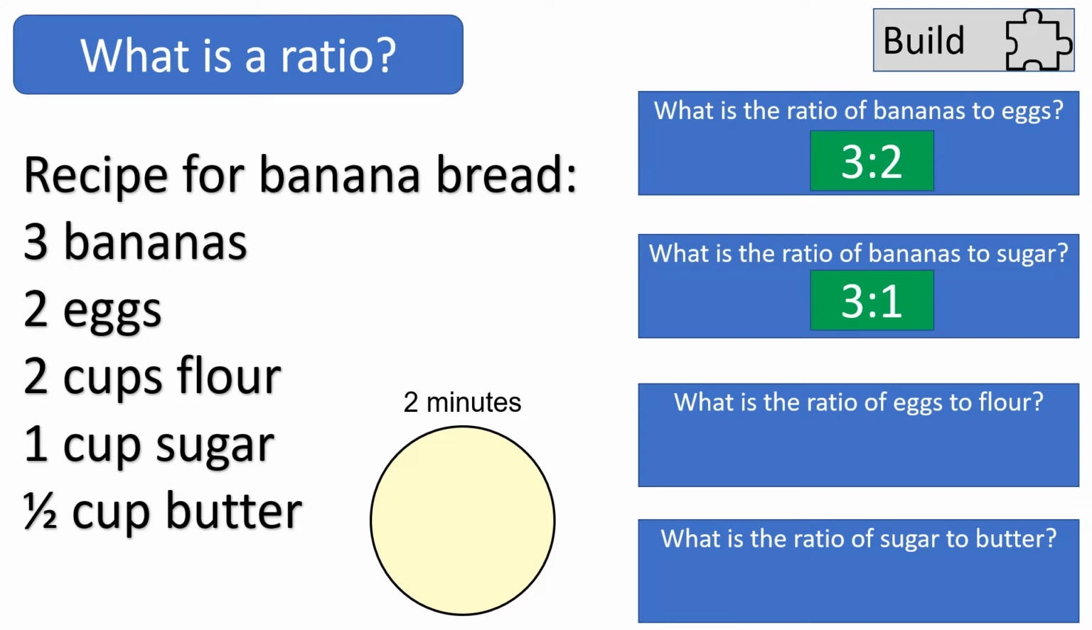The ratio of eggs to flour, I have 2 eggs and 2 cups of flour, so I could write a ratio of 2 to 2, but I also know they can both divide by 2 to make a simpler ratio of 1 to 1. The ratio of sugar to butter is 1 to half, or 1 to 0.5, but ratios do not tend to be anything other than a whole number, and so I'm going to multiply that 0.5 by 2 to get a whole number of 1, do the same to the other side, so I'll have a ratio of 2 to 1. This information is useful when trying to calculate empirical formula.